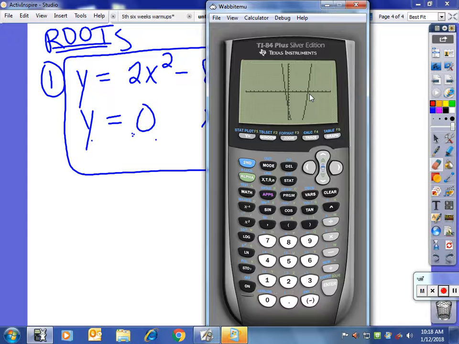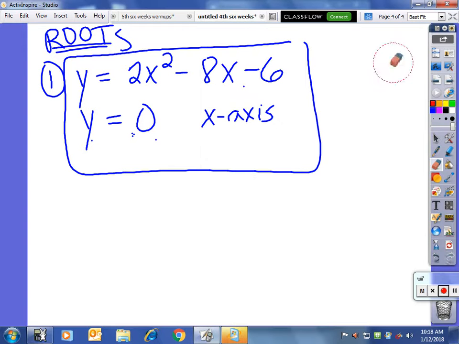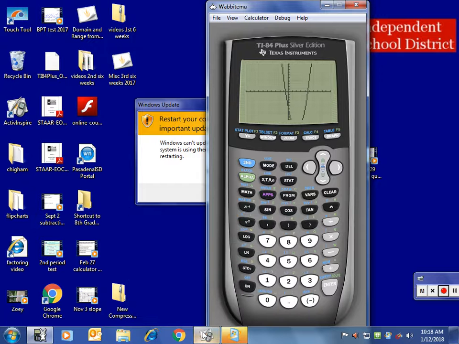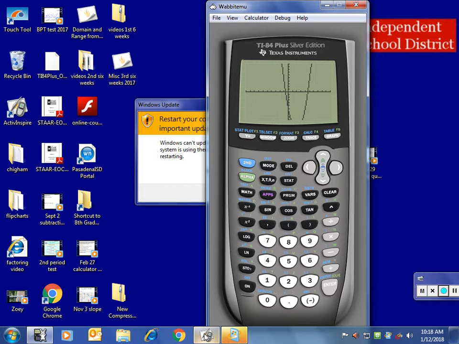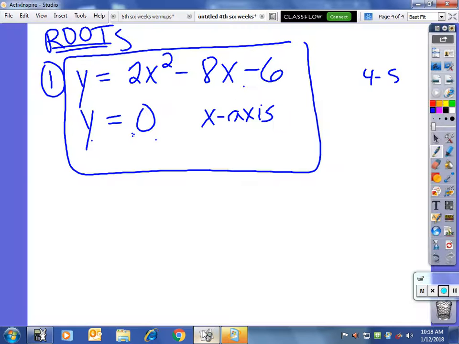Now, they're not nice whole numbers, though. Look at this one. The one on the right looks like it's crossing at about 1, 2, 3, 4, somewhere in between 4 and 5. Are you with me? So one of my roots, I'm just going to make a mental note, should probably be somewhere between 4 and 5. Look at the other root. It's between what? 0 and -1. Okay, so my other root's probably somewhere between 0 and -1.